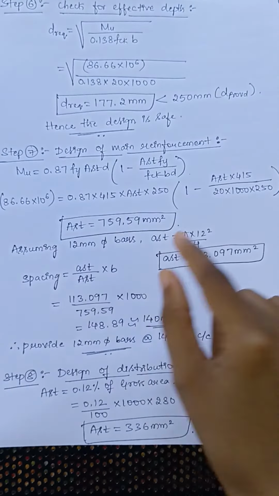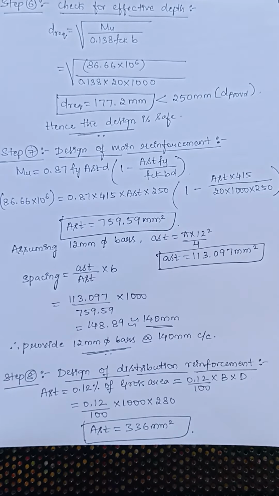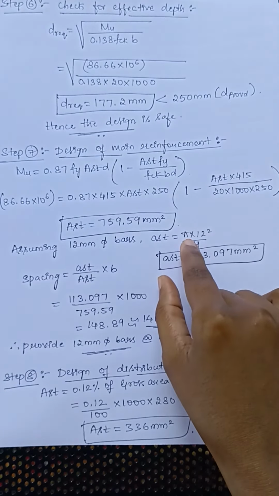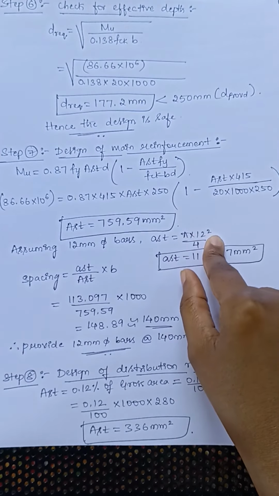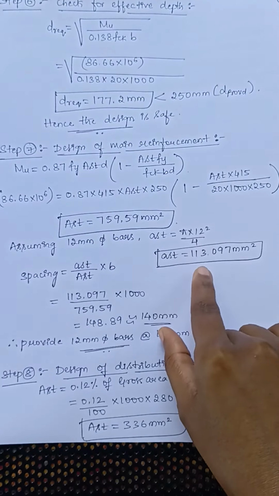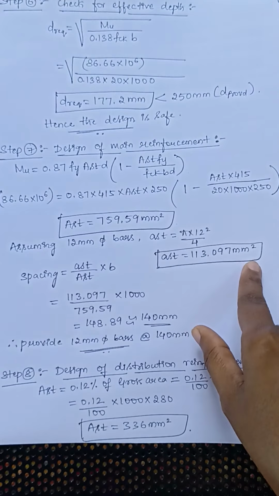So now you have to find the AST of 1 bar. For finding the AST of 1 bar, we need to multiply pi with the dia of bar squared divided by 4. We get a value of 113.097 mm square.